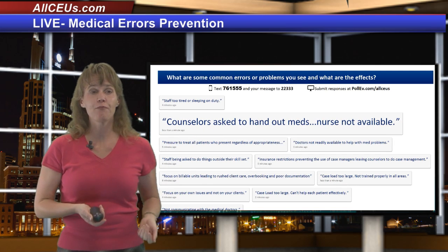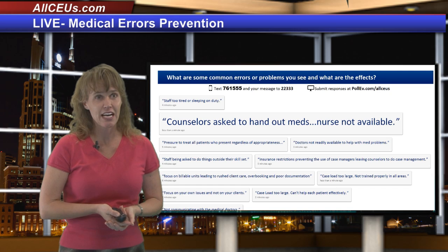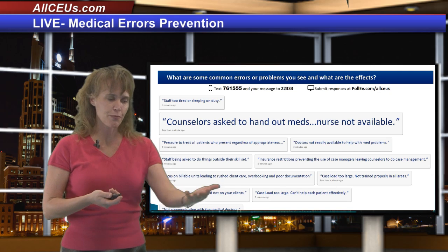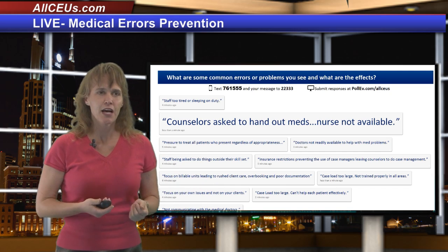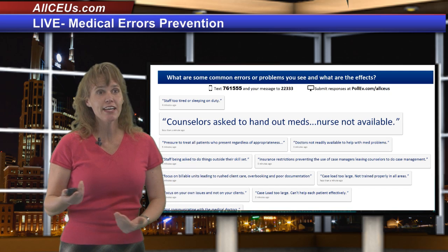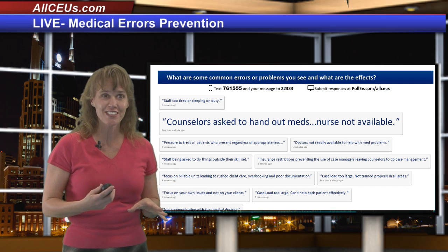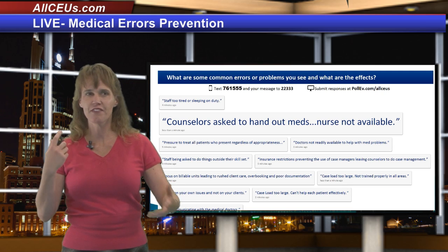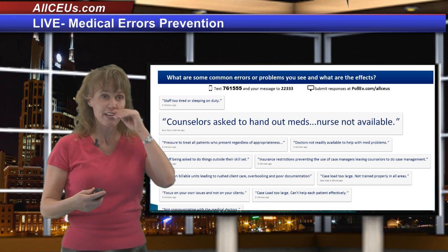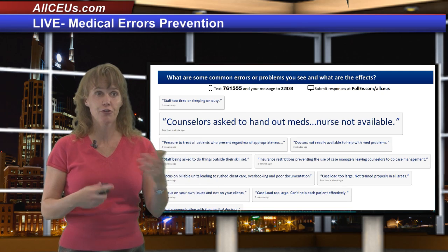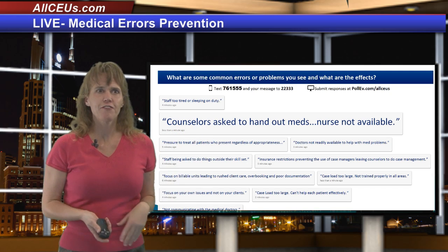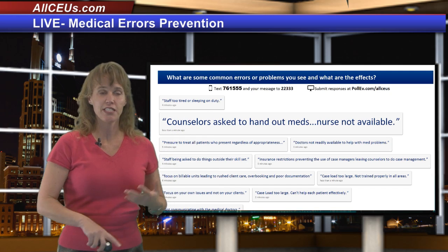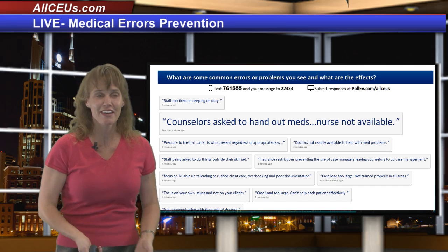Counselors asked to hand out meds when the nurse is not available. Now, this is always a tricky thing that's going on, and we'll talk about communication in a little while. Again, that was one of my big frustrations when I was working in residential, because all of those abbreviations they use in the medication administration record, or the MAR, I'd forget those. I didn't use them daily. So BID, TID, QID, I'm like, I don't know.